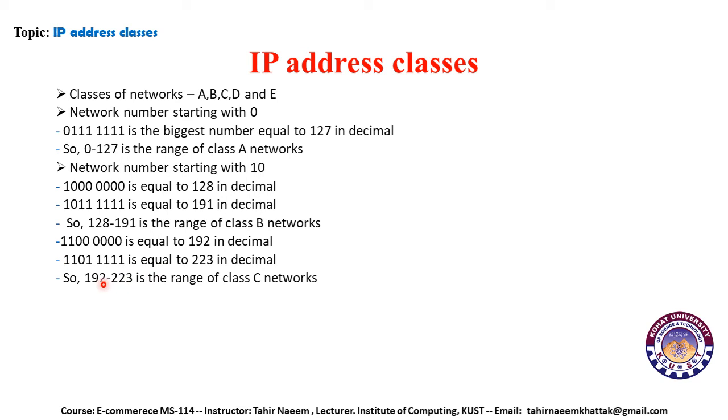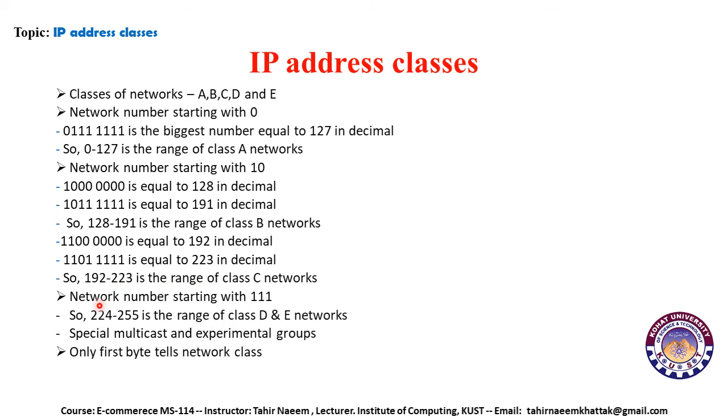Any number that falls in the range of 192 to 223 is a class C address, and any number between 224 and 255 is comprised of D and E numbers, which are specially for multicast and experimental groups, while mostly we use A, B, C addresses. And as we know, the first byte tells the network class. So when we look at the first byte, as explained in the next slide, then we can know the class of the address.